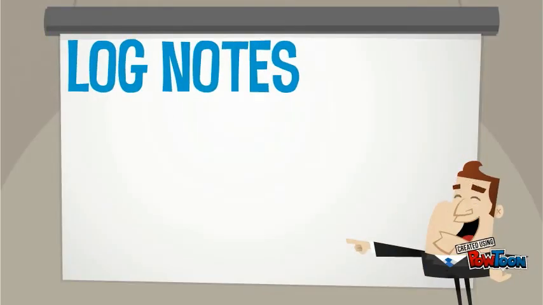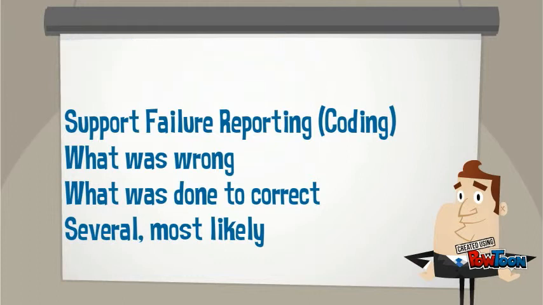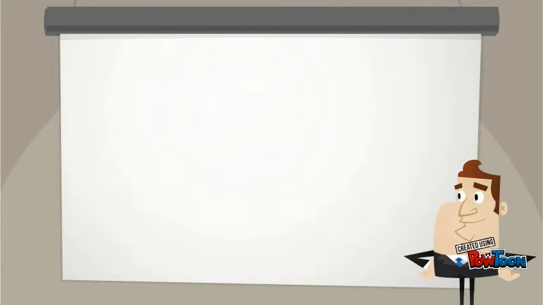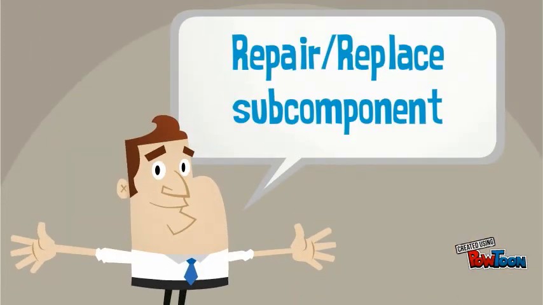Your log notes should support your failure reporting, that you'll do in a moment. In your log notes, you'll want to include what was found wrong and what was done to correct the condition. In the event that several things were found with the unit, you'll want to detail the most likely primary cause of failure based on your evaluation. If you test a unit and could not find any source of failure, note the dominant mode of degradation the unit exhibited, if any.